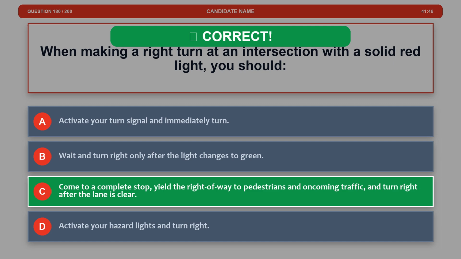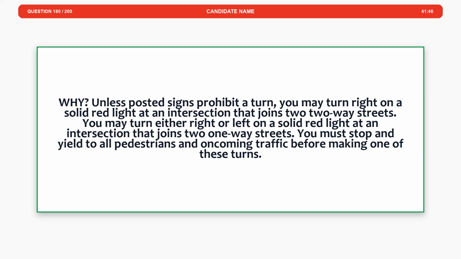The correct answer is option C. Come to a complete stop, yield the right-of-way to pedestrians and oncoming traffic, and turn right after the lane is clear. Explanation. Unless posted signs prohibit a turn, you may turn right on a solid red light at an intersection that joins two two-way streets. You may turn either right or left on a solid red light at an intersection that joins two one-way streets. You must stop and yield to all pedestrians and oncoming traffic before making one of these turns.